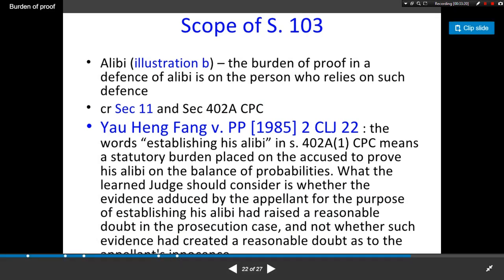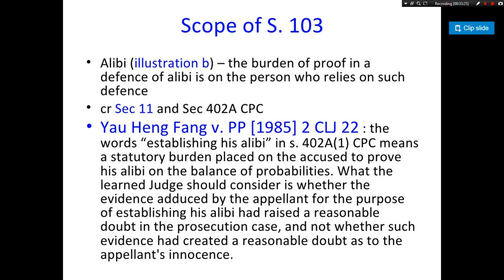And the scope of section 103: alibi illustrations. The burden of proof in a defense of alibi is on the person who relies on such a defense, see section 11 and section 402A CPC. Yang Fangvir v PP [1985] 2 CLJ 22, the word establishing in his alibi.